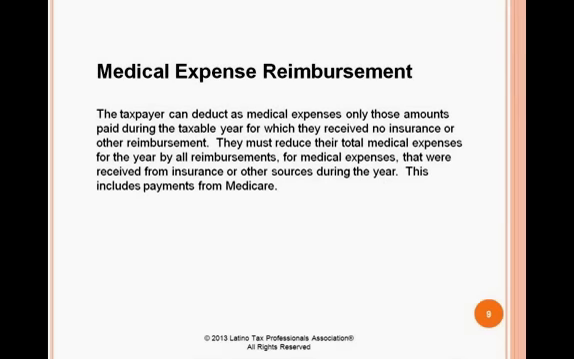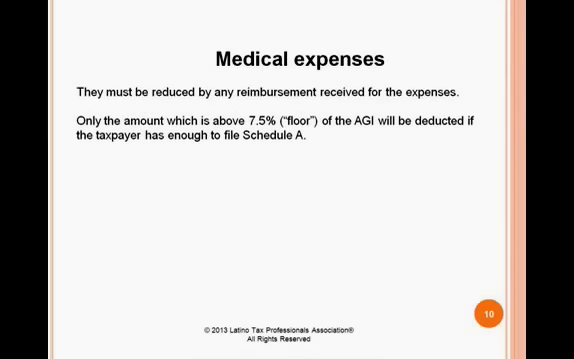The taxpayer can deduct as medical expenses only those amounts paid during the taxable year for which they received no insurance or other reimbursement. They must reduce their total medical expenses for the year by all reimbursements for medical expenses that were received from insurance or other sources during the year. This includes payments from Medicare. They must be reduced by any reimbursement received for the expenses. Again, to emphasize, only the amount which is above the floor, 7.5%, or I like to call it minimum cap, of the AGI will be deducted if the taxpayer has enough to file Schedule A.